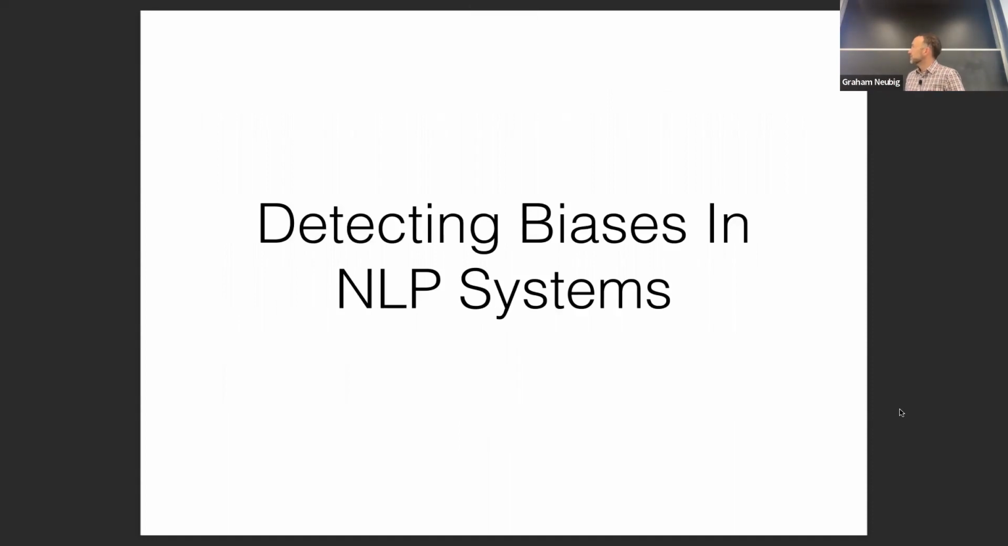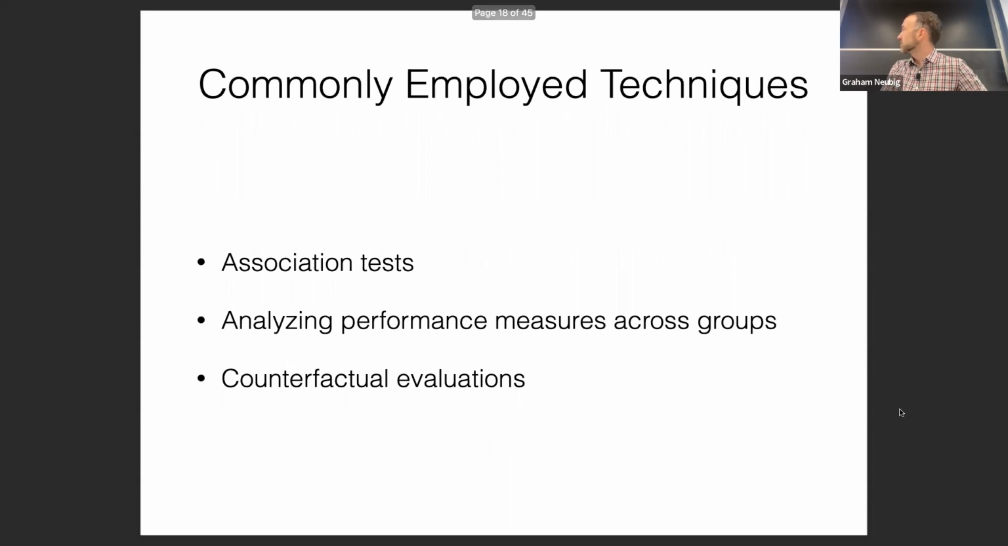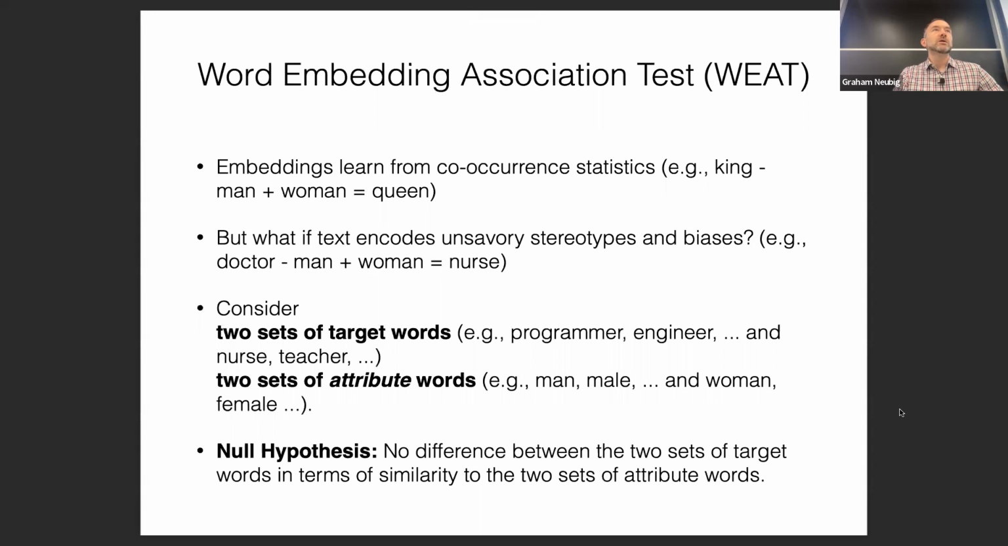So, moving on to what we can do to detect biases in NLP systems, there are some commonly employed techniques. One method is called association tests. Another is analyzing performance measures across groups, and also counterfactual evaluations. A very famous example of the association test is the word embedding association test.